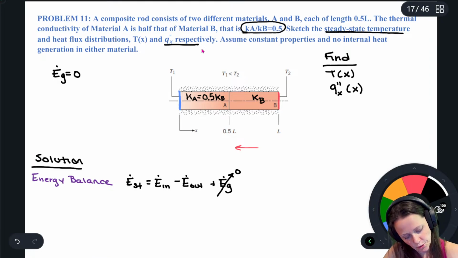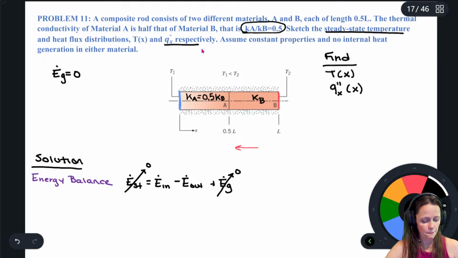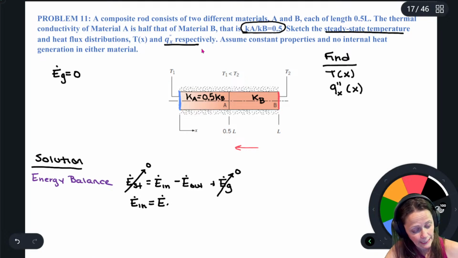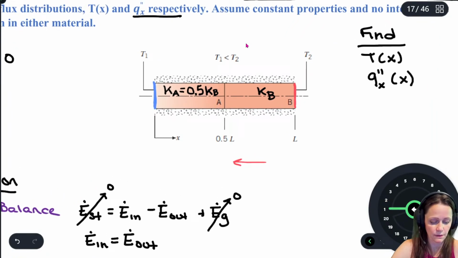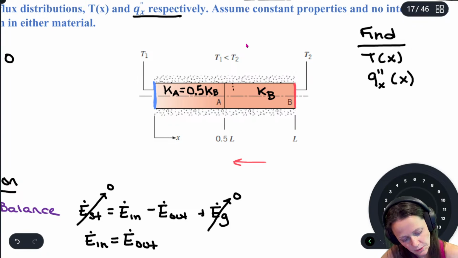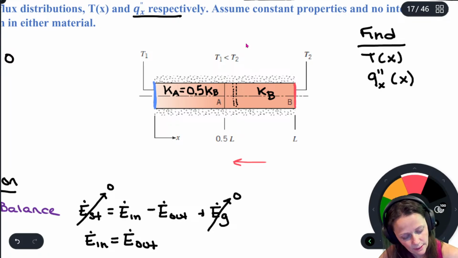Steady state temperature distribution. This guy goes away, so we're left with E dot in equal to E dot out. And it's going to be the same thing. If I zero in on just a little segment here, it doesn't really matter where I draw it.